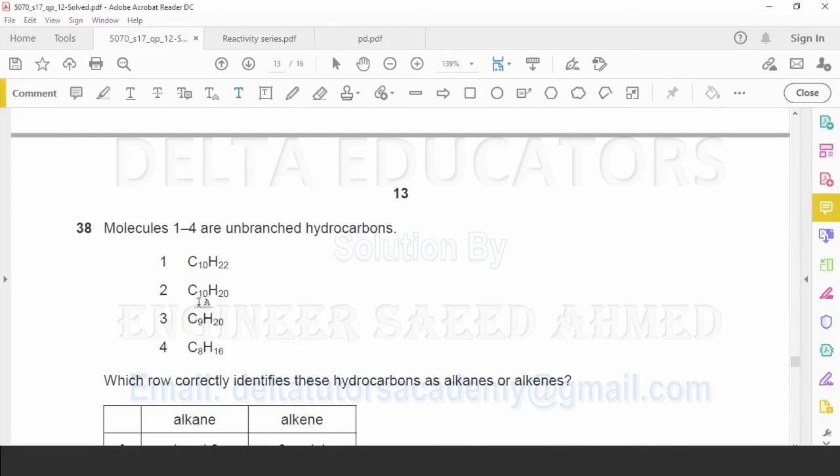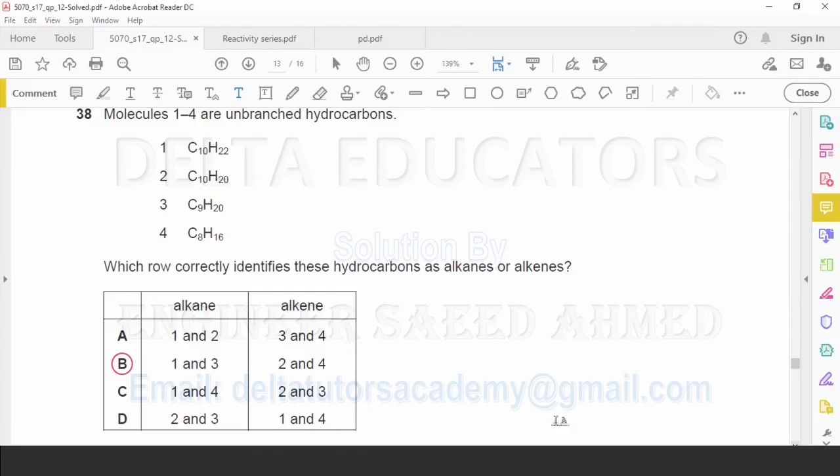Now number 3, it is an alkane, and number 4, it is an alkene. So here we have 2 alkanes and 2 alkenes. Here number 1 and number 3 are alkanes. Now we check the options. Here in alkanes, in option B, it is given 1 and 3. And for alkenes, in the same option, it is given 2 and 4. 2 and 4, these are alkenes. Yes, it is correct. 1 and 3, these are alkanes. So here correct option, option B.